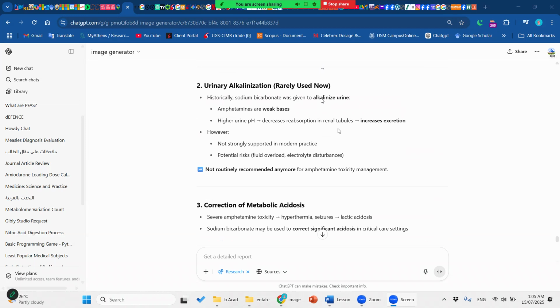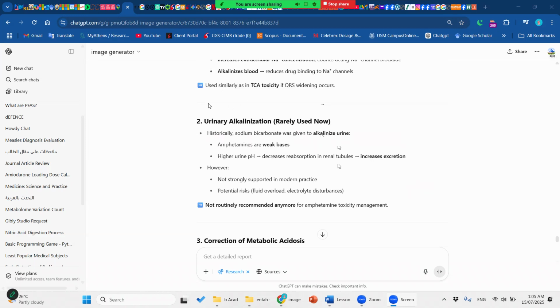And then there is urinary alkalinization, which nowadays is not in favor. So previously, yes, we gave sodium bicarbonate to alkalinize the urine because amphetamines are weak bases. So when you increase the urine pH, that will reduce the reabsorption in the renal tubules and hopefully lead to increased excretion in the urine.